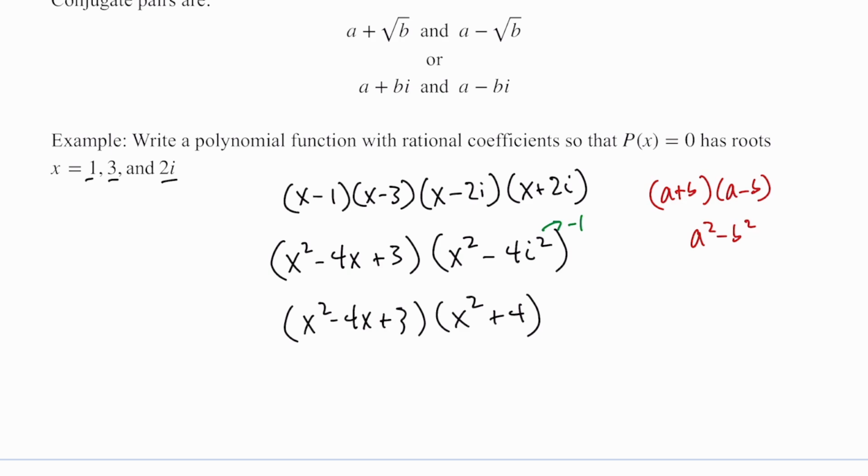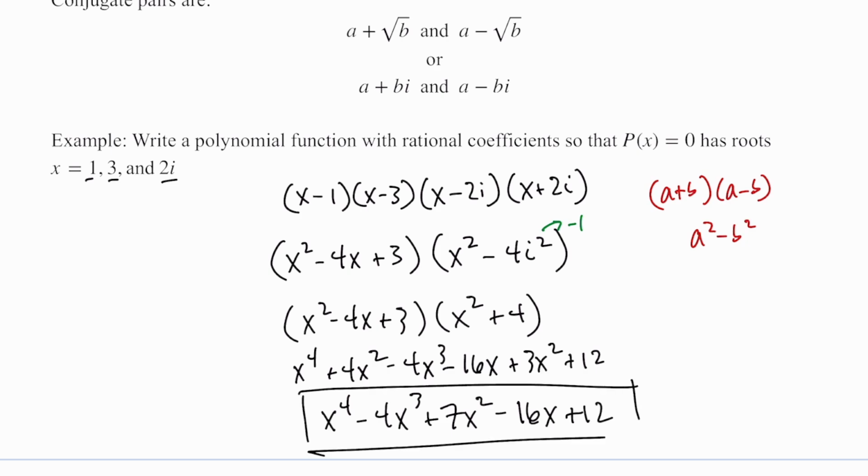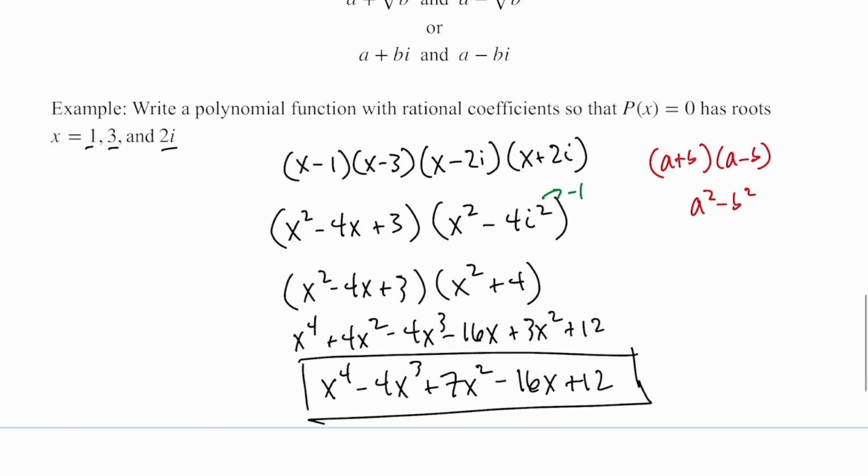And now we can just FOIL this out. We would get x to the 4th plus 4x squared minus 4x cubed minus 16x plus 3x squared plus 12. Combining some like terms, we would get x to the 4th minus 4x cubed plus 7x squared minus 16x plus 12. This here would be our polynomial that has zeros at 1, 3, positive 2i, and negative 2i.